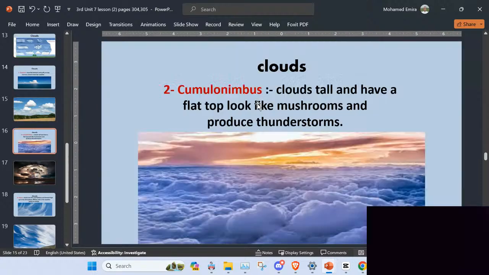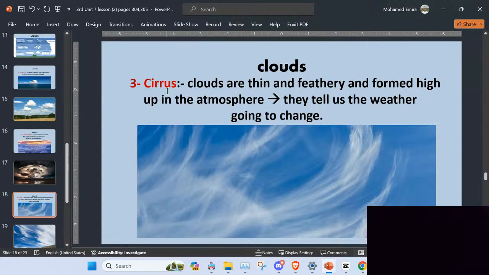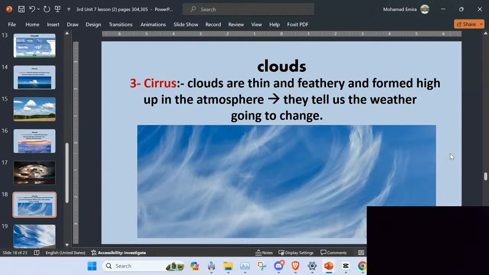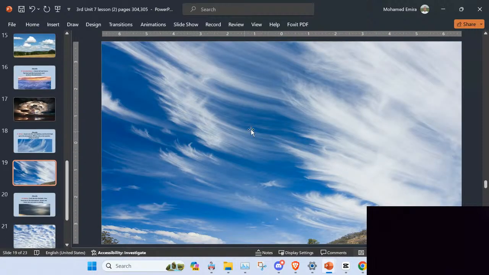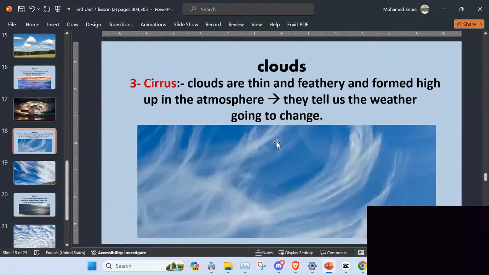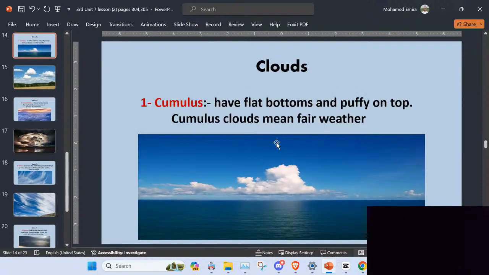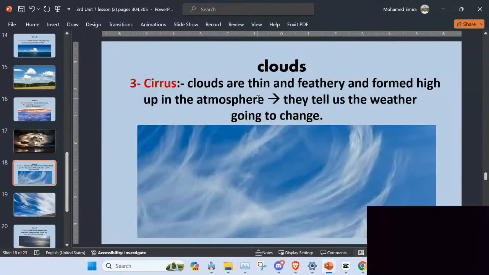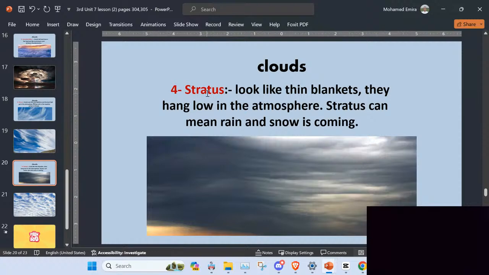Okay? So we have cirrus. Cirrus is feathery. They tell you that the weather is about to change, and this is very important. This is another picture of cirrus if you want to see it in another way. So, these are our three clouds: one, cumulus; two, cumulonimbus, that's too long, cumubus is easier; three, cirrus; and the last one is the stratus.